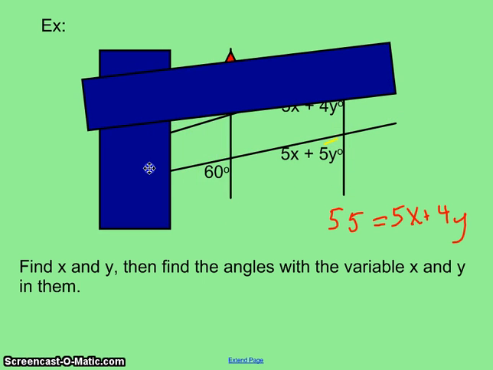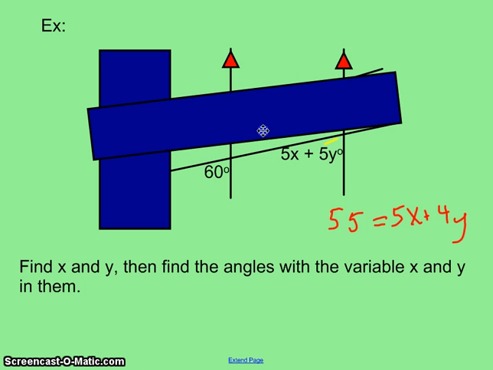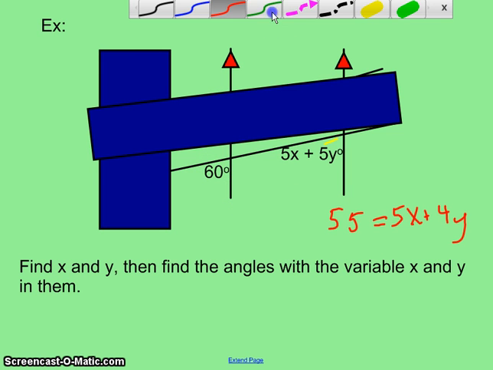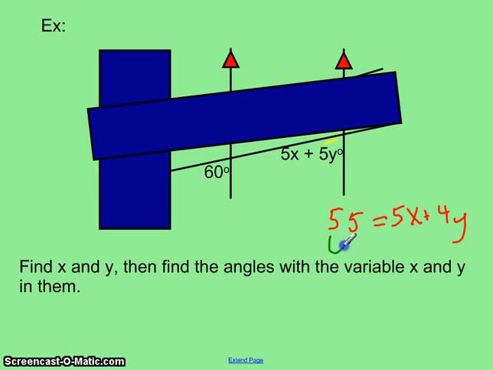Alright, now I'm going to move this and cover up this, because now all I'm concerned with are these two parallel lines and these type of angles. Well, those are corresponding angles right there. So I'm going to write its equation as 60 equals 5x plus 5y.